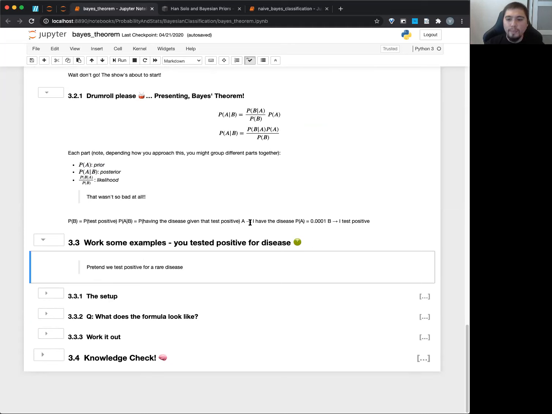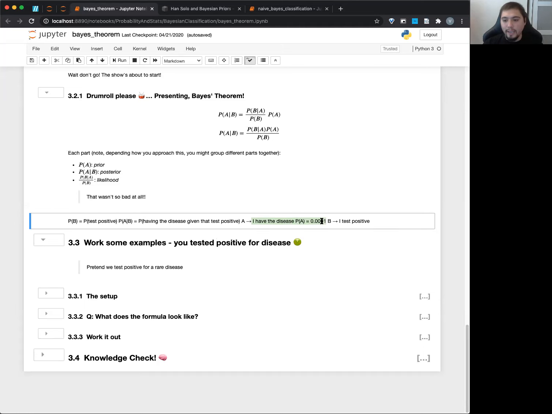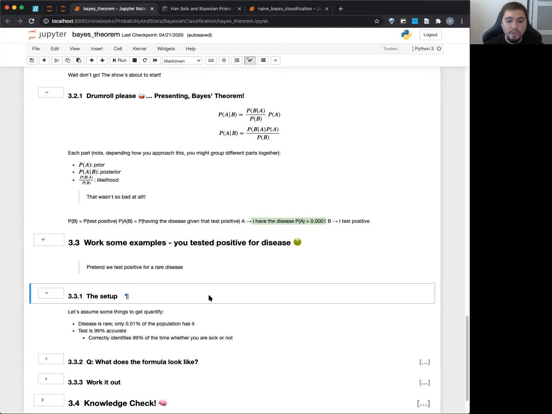I have these little notes here. The probability of actually having the disease, in the overall population, is 0.01%. So very few people in the world actually have this disease. It's not very common, but I do test positive. Okay, so we can actually break this down.